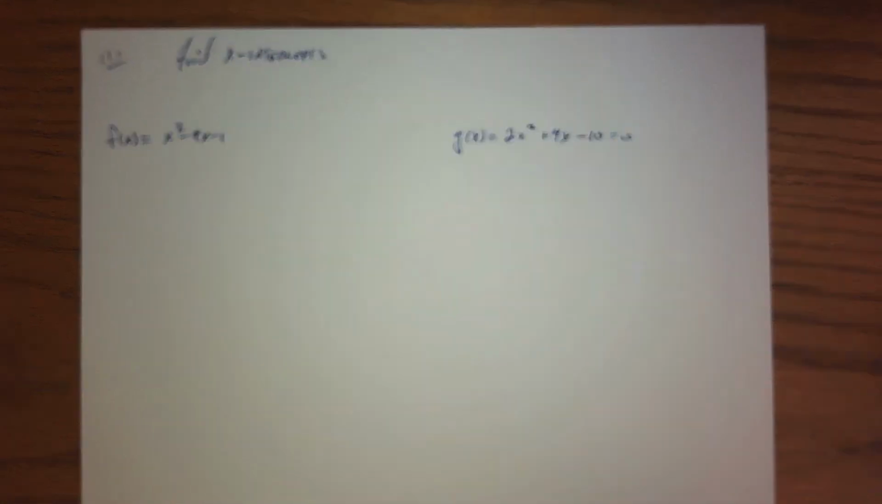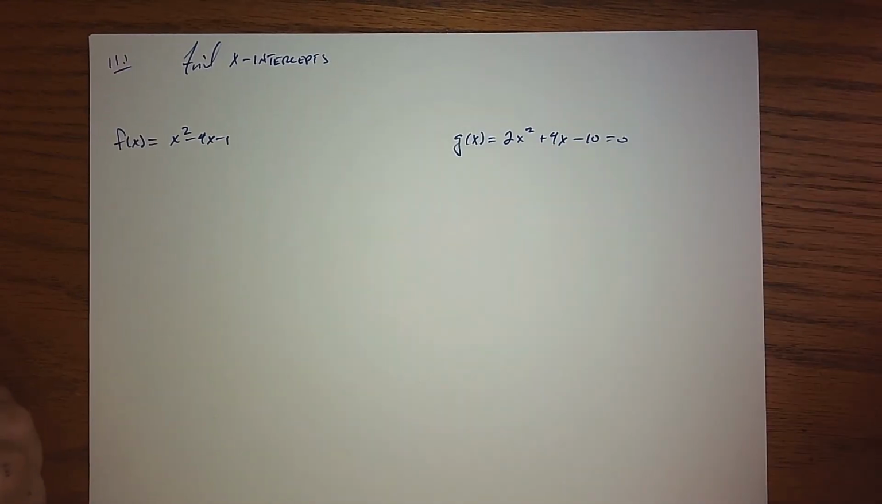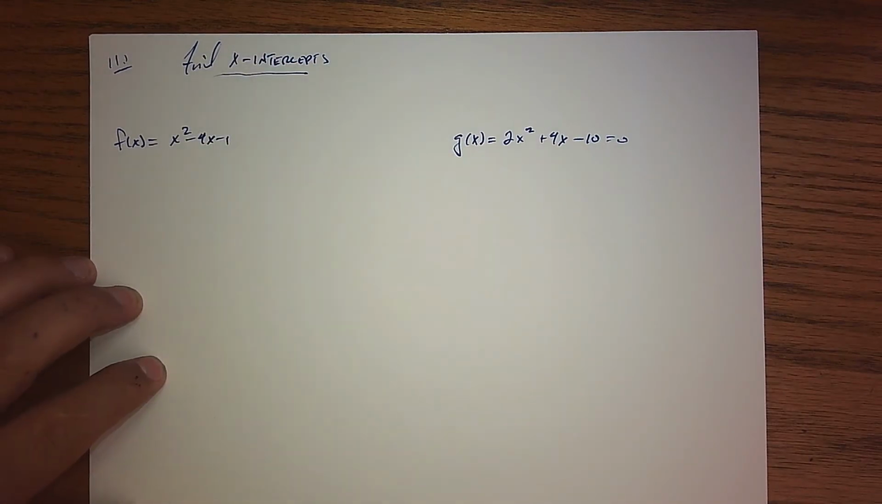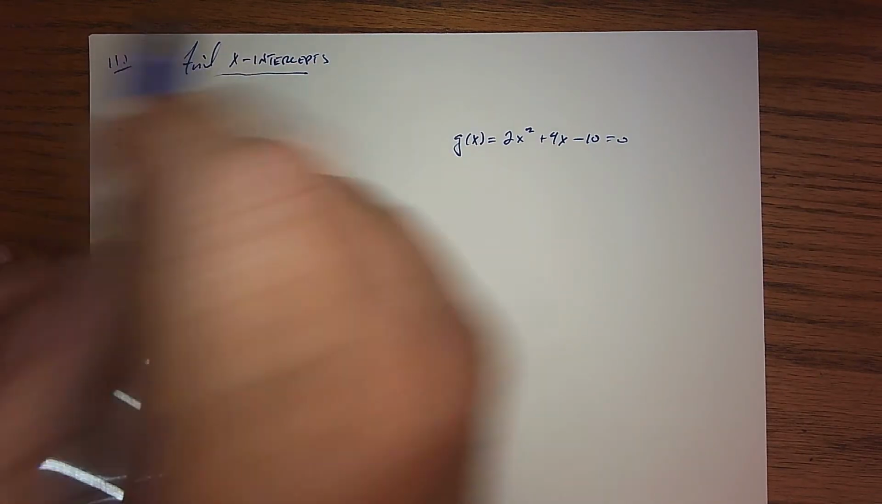Okay, so now that we know how to solve some quadratics, we have three ways to do it: factoring, completing the square, and the square root property. Right? Let's review the idea, the application of finding an x-intercept. So recall what an x-intercept is.